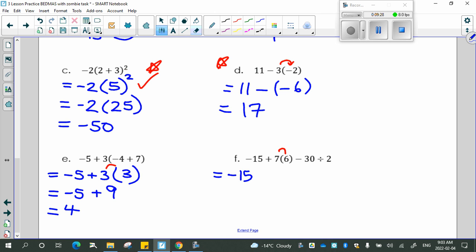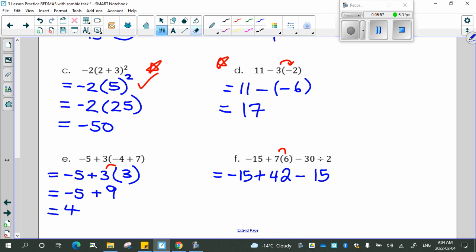So -15 plus 7 times 6 is 42. You can use your calculator for that, no problem. And then minus, then my divide comes. So because they're on the same weighting, I can do them from left to right as I go across the question, or I can take 2 steps if I want to. It doesn't matter to me, okay? But I can do that 30 divided by 2 now and get 15.